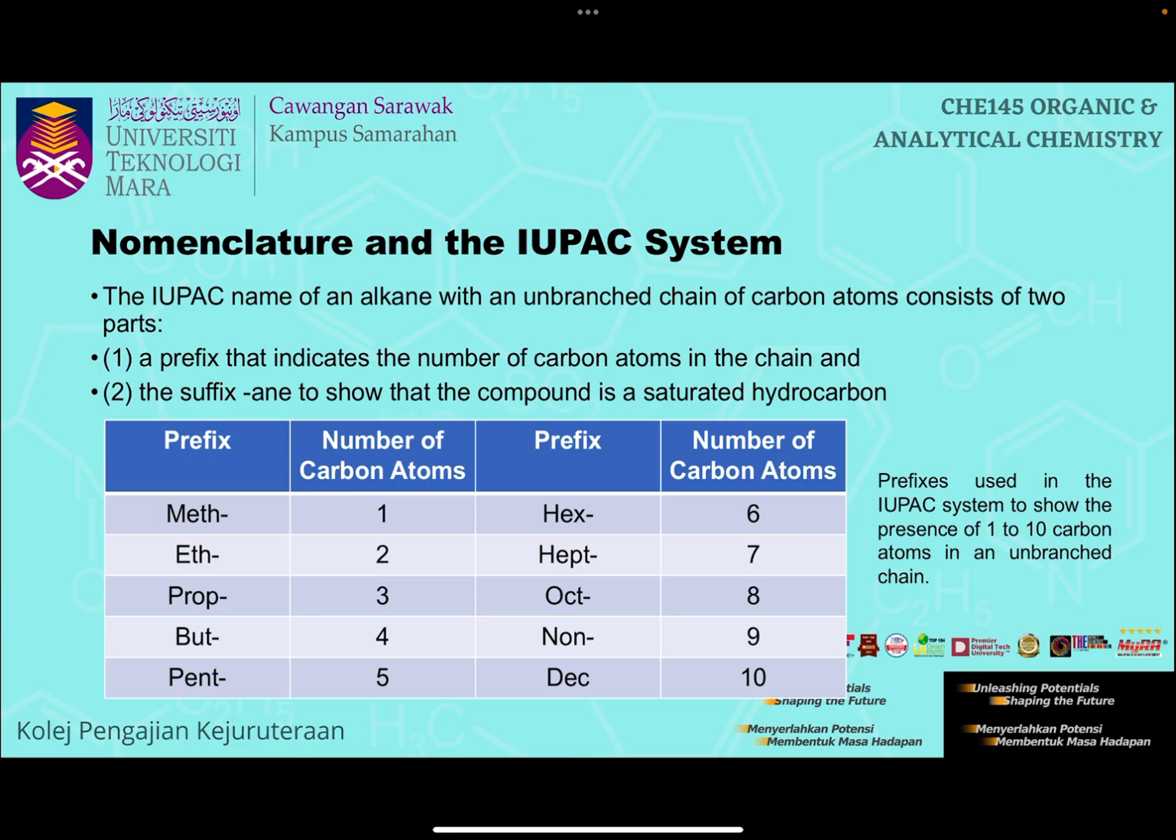Okay, now we go into nomenclature and the IUPAC system. The IUPAC name of an alkane with an unbranched chain of carbon atoms consists of 2 parts: a prefix that indicates the number of carbon in the chain, and a suffix -ane to show that the compound is a saturated hydrocarbon. So this is where you get your methane, ethane, propane, butane, pentane, etc. Your prefix will be determined by the number of carbon atoms, and then the suffix will be -ane if it is an alkane. If it is an alkene, the suffix will be -ene, and you have to indicate at which carbon the double bond is present.